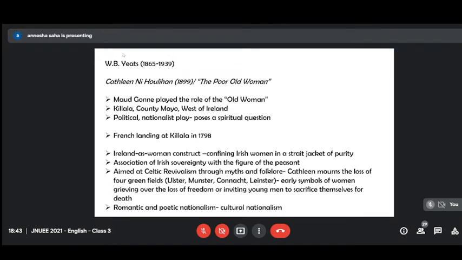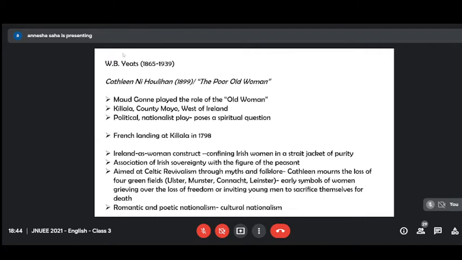Another figure that we need to remember as far as the Irish Dramatic Revival is concerned is someone called Maud Gonne. Maud Gonne was a really revolutionary figure. She was also a theatre actress, and Yeats had a certain fascination towards her. But as it turns out, Maud Gonne goes off and marries somebody else, and Yeats is left heartbroken. But that is personal history. Maud Gonne was the actress who played the role of the old woman in the play, the titular figure of the play, in the very early performances.